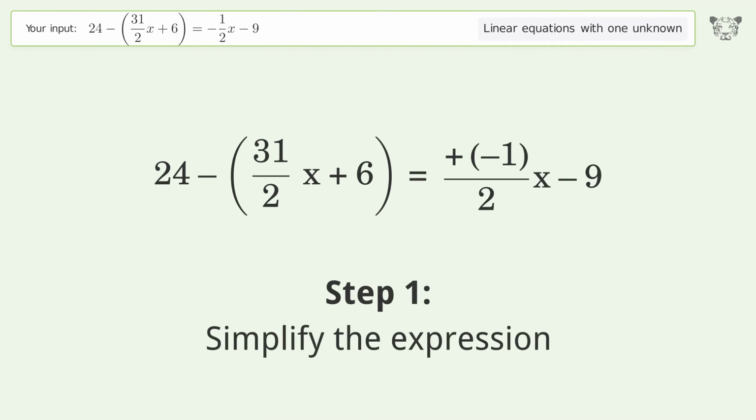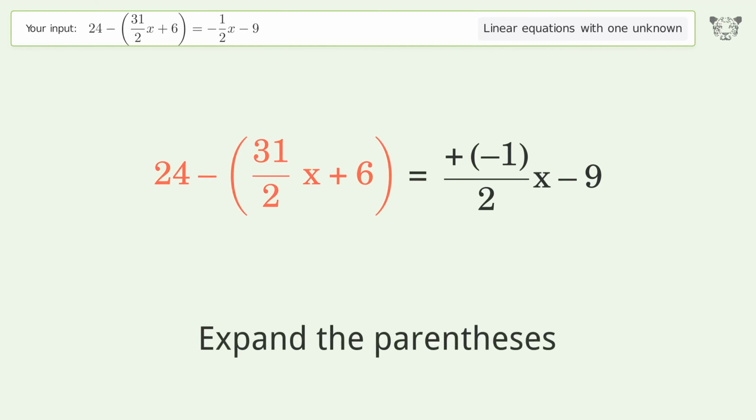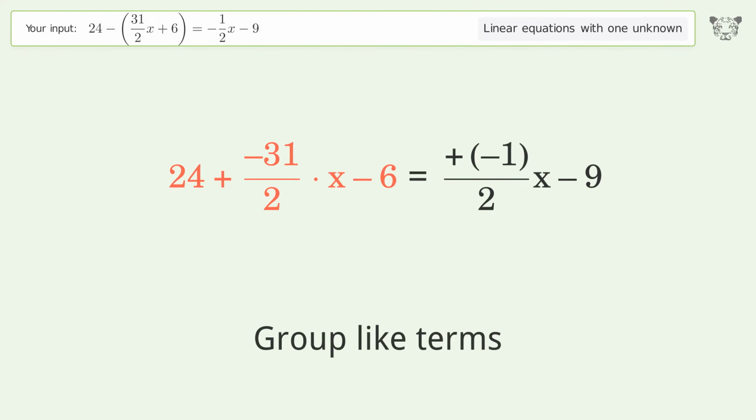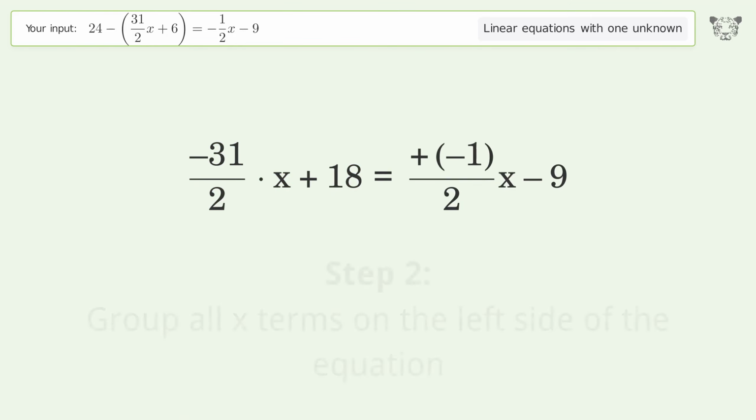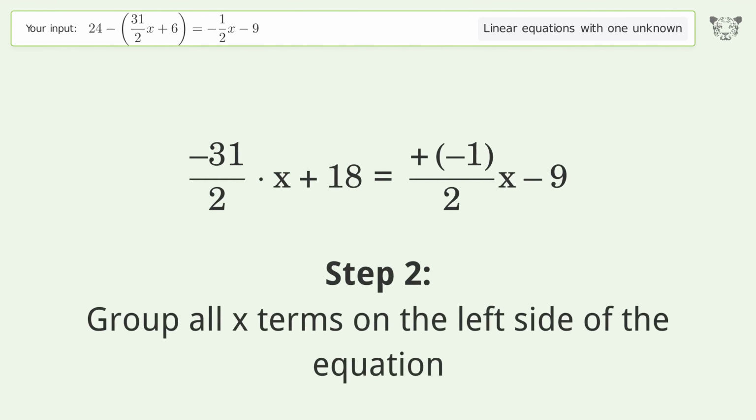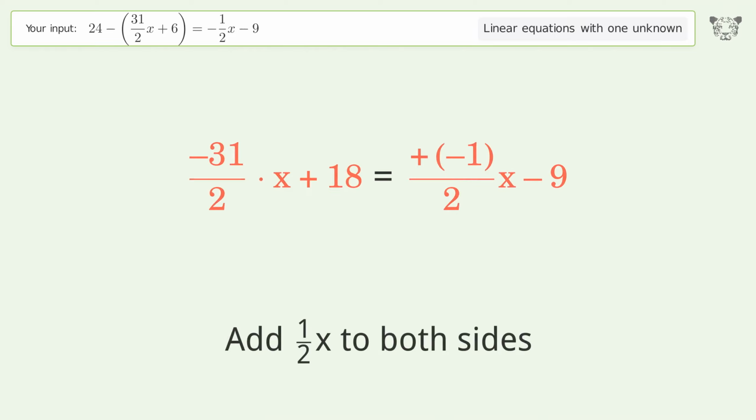Simplify the expression. Expand the parentheses. Group like terms. Simplify the arithmetic. Group all x terms on the left side of the equation. Add 1 over 2x to both sides.